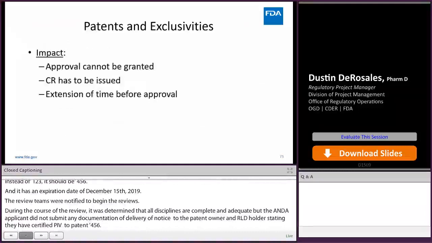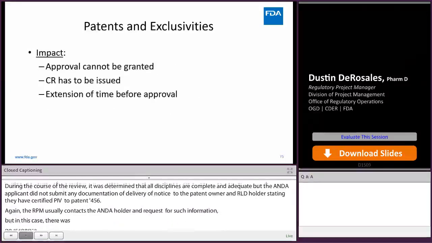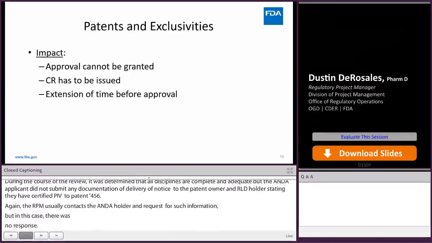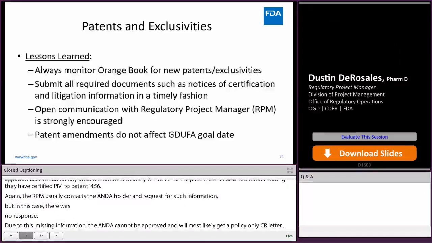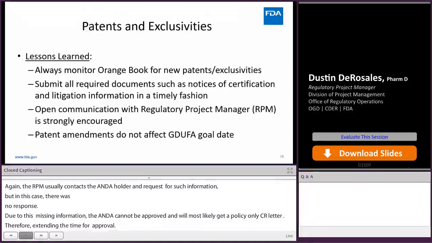Due to this missing information, the ANDA cannot be approved and will most likely get a policy-only CR letter, therefore extending the time for approval. The lessons learned in this case study are to always monitor Orange Book to see if there are any changes to patents or exclusivities, and to always submit the required documents such as litigation information in a timely manner.